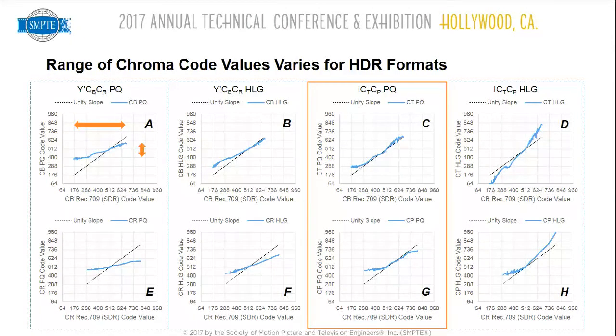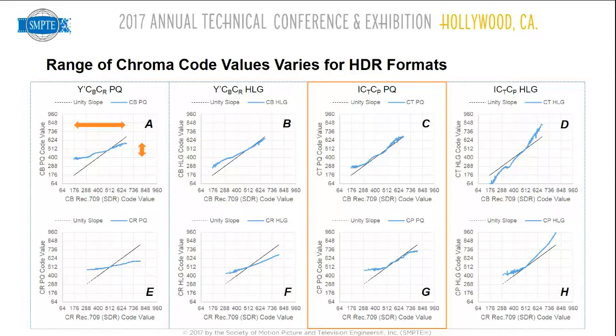This is overall, and then on the vertical axis for the different permutations. This is for Showgirls 2. The horizontal axis is for the SDR version. The vertical axes are for the different permutations of HDR, okay?